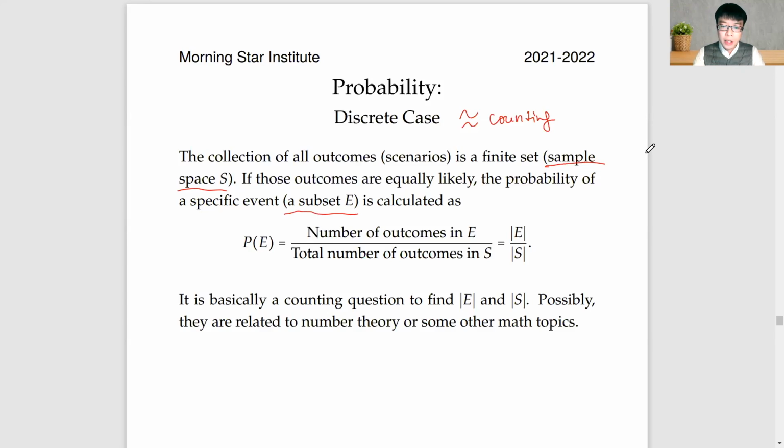So for the probability, here we assume every outcome is equally likely. In this case, the probability equals the number of outcomes in E divided by the number of outcomes in S. So basically, absolute value E divided by absolute value S. So it's basically a counting question because each part, E and S, could be calculated by counting techniques. But sometimes it's related to number theory or maybe some other mathematical topics, like sequences. But essentially, it's a counting question. Okay, let's see some examples.